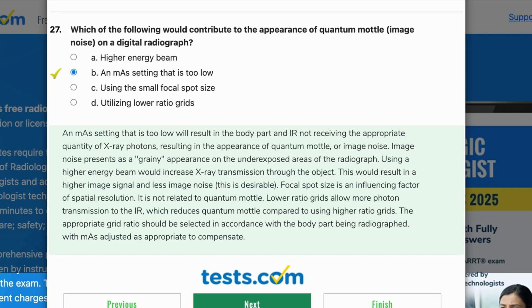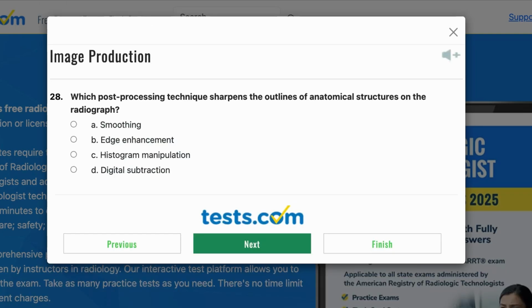Question 28. Which post-processing technique sharpens the outlines of anatomical structures on the radiograph? A. Smoothing. B. Edge enhancement. C. Histogram manipulation. D. Digital subtraction.